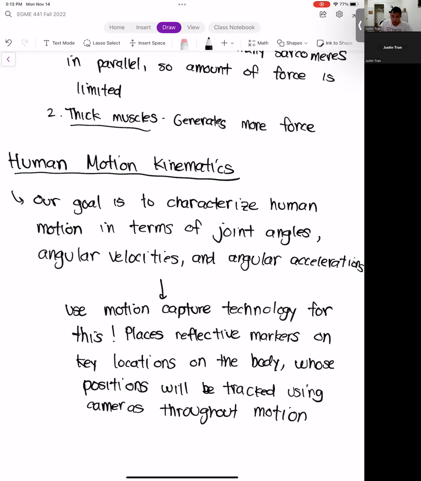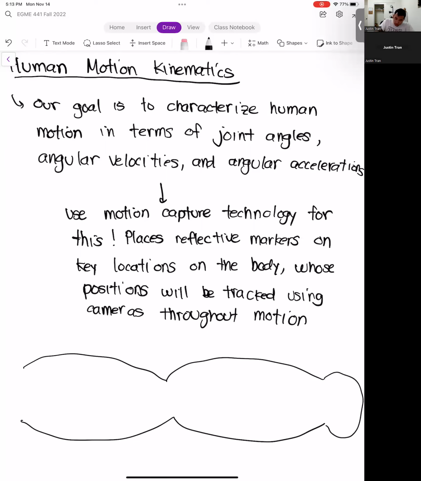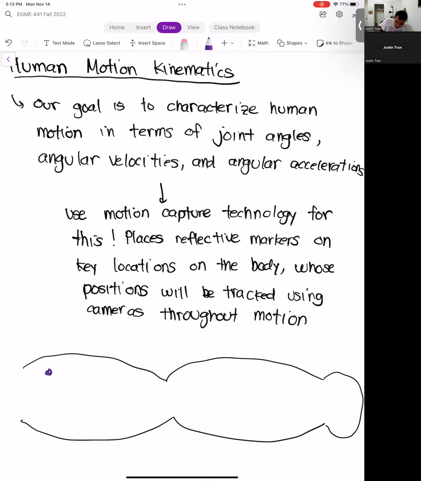All right. And so if you kind of look at it visually, it may look something like this. Let's say that we have an arm here as the fist. And maybe you'll have reflective markers all throughout here. Okay, and so that's kind of the idea with motion capture.